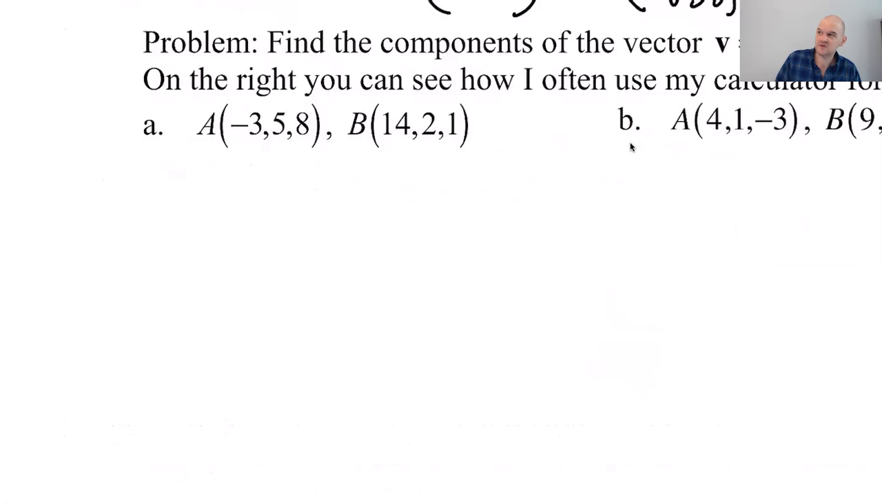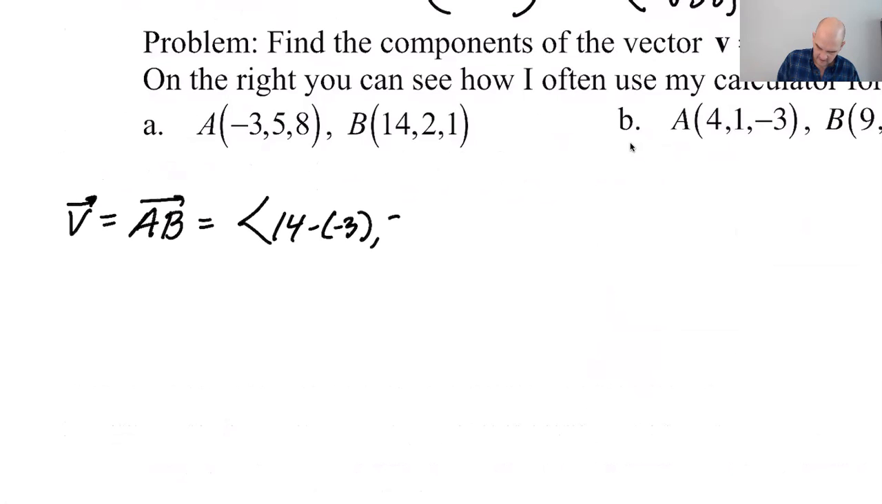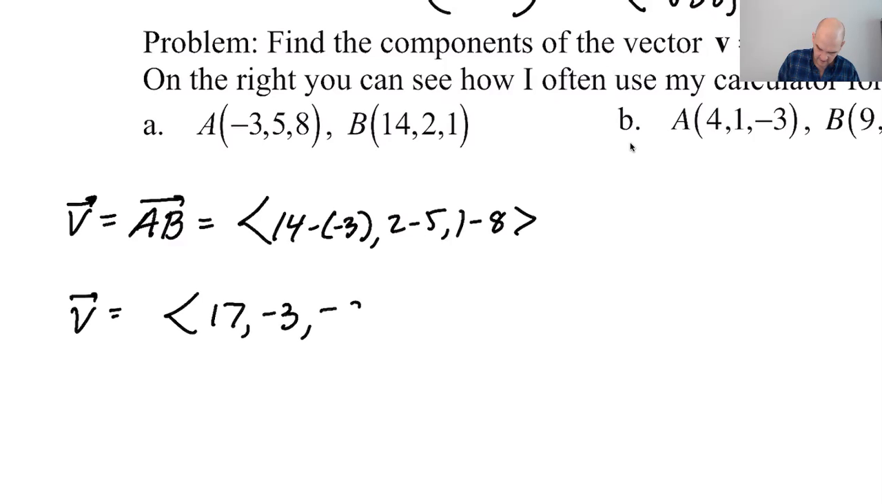Even if I have to write my answer using ijk, the unit vector notation, I'm going to do it in component form, because that's just what I do. So v is the vector from A to B, which is going to be, remember, B minus A. So it's 14 minus -3, then 2 minus 5. So it's terminal minus initial. So in this case, v is going to be 17, -3, -9.